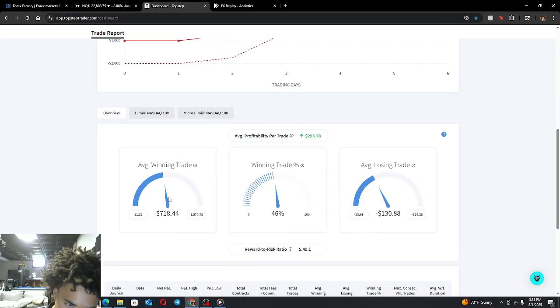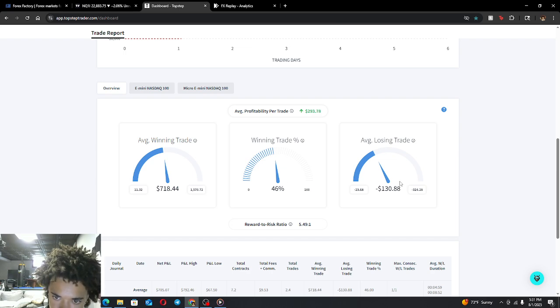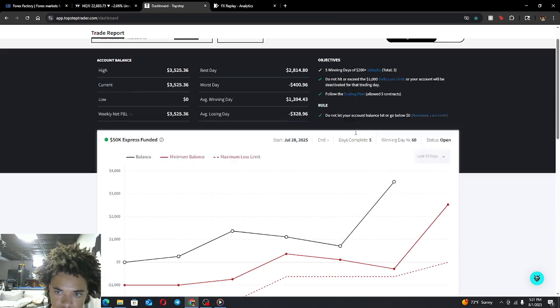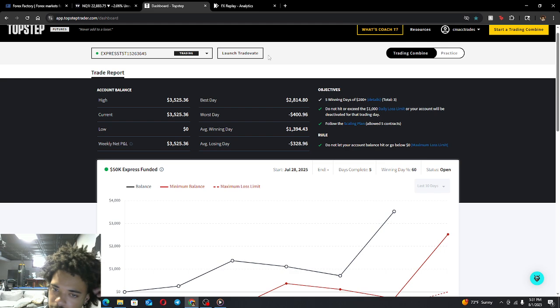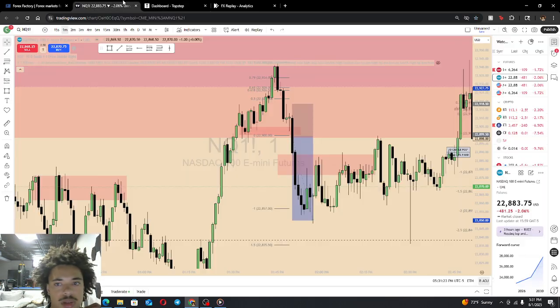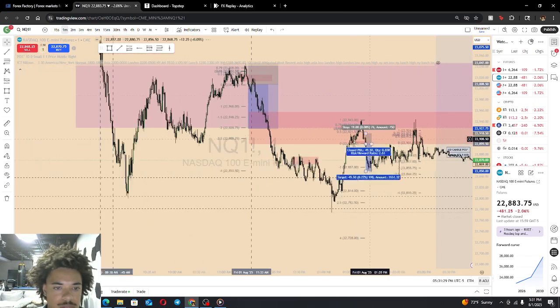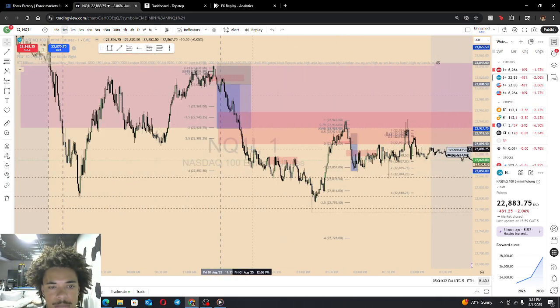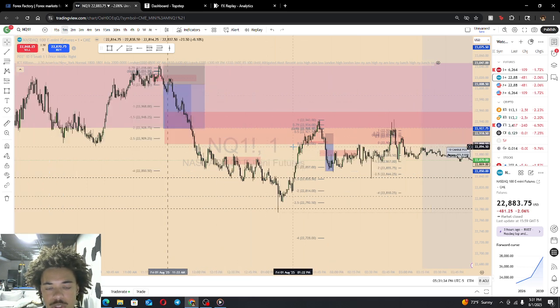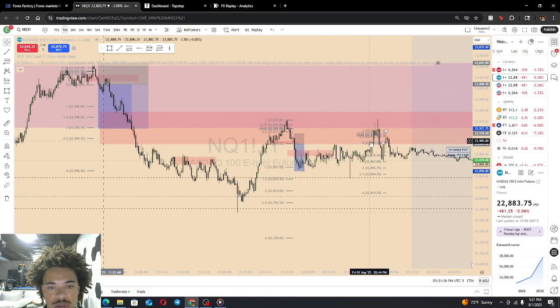So let's see. 46% win rate, average loser, winner. Yeah, so I need 2 more 200 days to get a payout. But yeah, so that's pretty much it. Break of structure with the higher time frame continuation.